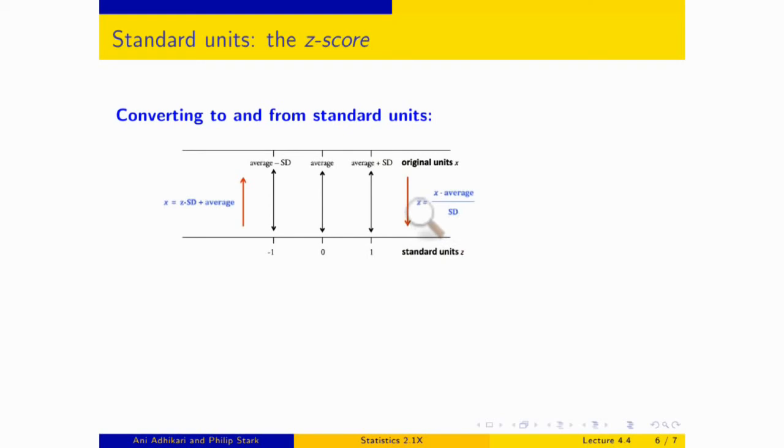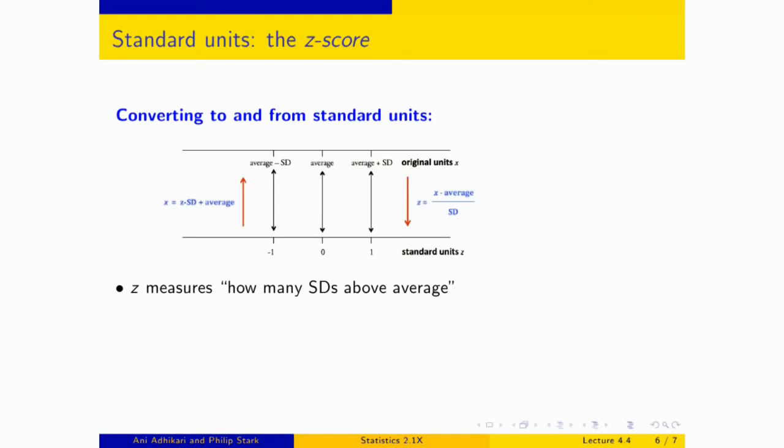If you want to find a value in standard units, you take your value, subtract off the average, divide by the SD. If you've got the standard units, then your value is that many standard deviations above average. So you now know how to go back and forth along those scales. A summary: standard units measure how many SDs above average. They are frequently called the Z-score because of the conventional notation Z.